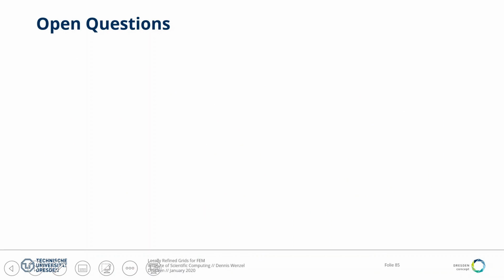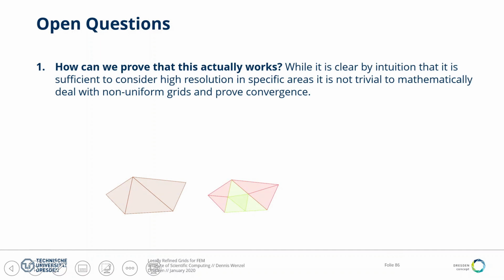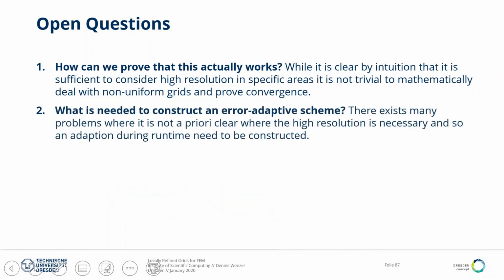What's open? So I said that we are not answering all the questions here, just a few of them. So how can we prove that this actually works? It's clear by intuition that it is good to have high resolutions in areas where there is something happening and lower resolution everywhere else. It is not very trivial to mathematically deal with those non-uniform grids and prove that they actually work almost as good as a very fine uniform one.